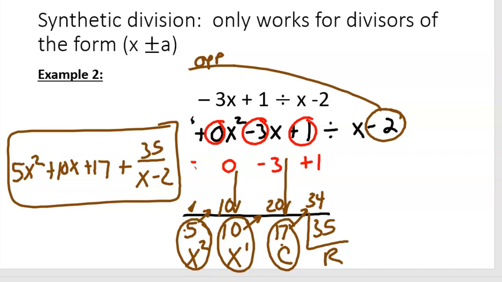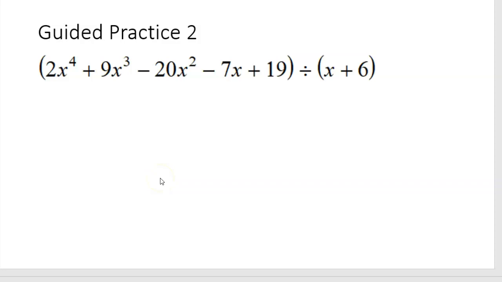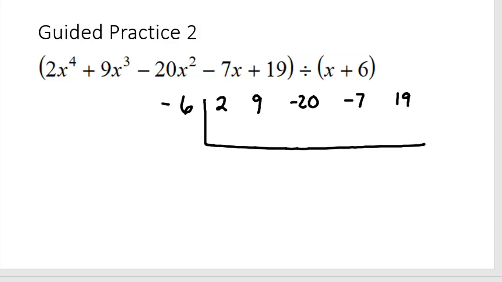So let's go ahead and do a guided practice with this as well. So the first thing I want you guys to do is I want you to pause the video here and I want you to do your setup. So set this thing up first. Okay, so there's your setup. I didn't have to put any zeros in there this time because all terms are accounted for. It goes 4, 3, 2, 1, and then none, so we don't have to worry about putting any zeros in there. Notice that my 6 is a negative because you do the opposite of this number over here, right? All right, now, what goes here? Hopefully you were thinking 2.